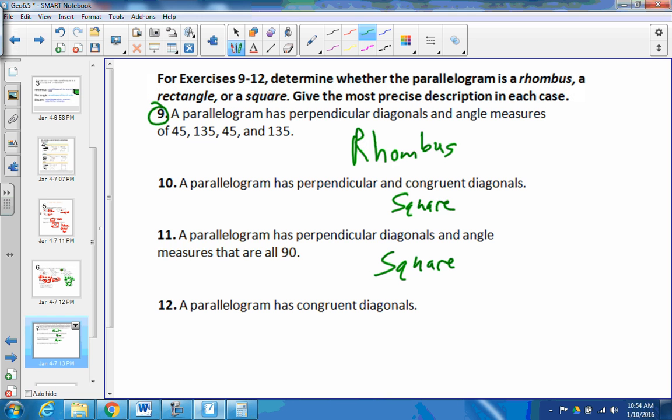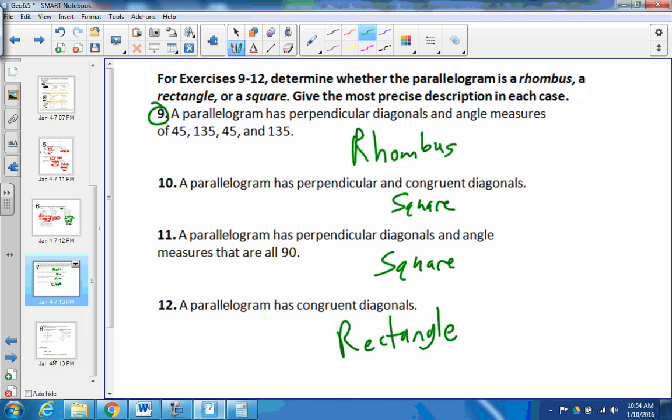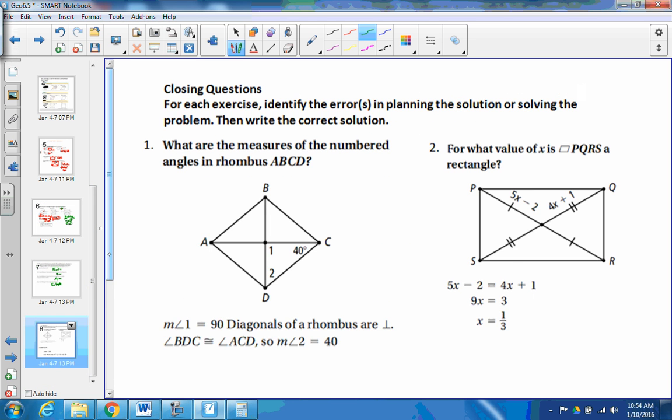A parallelogram has congruent diagonals, so that's all we know, it's going to be a rectangle based off of that theorem. And that is what we're going to end with. So what I'd like you to do is answer the closing questions on your own, and we'll see you next time.